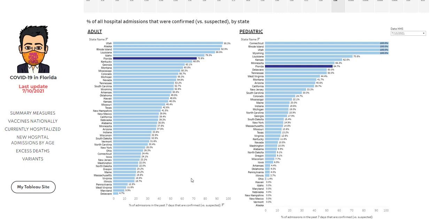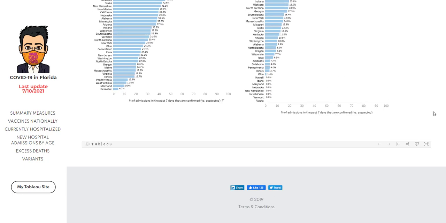This does not mean that they're not true cases. I think a lot of this has to do with the timing. They might still be waiting on a test result to come back, and so when they submit their data, they're submitting it as suspected, whereas other facilities in these other states may wait to get the result back and then just report it as confirmed. So this is at least giving you information on that breakdown.